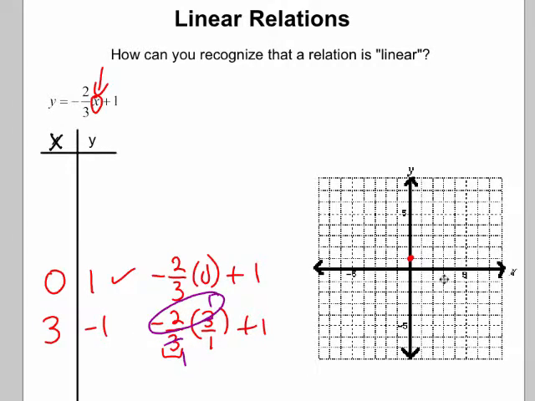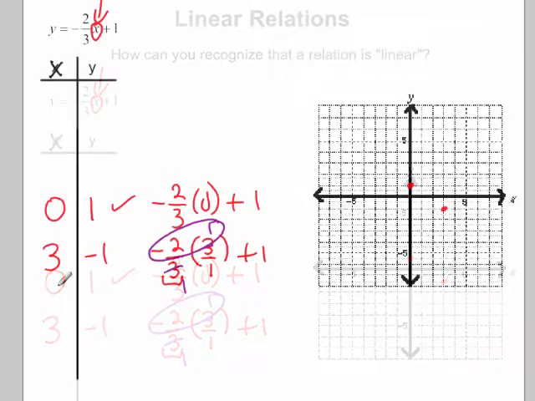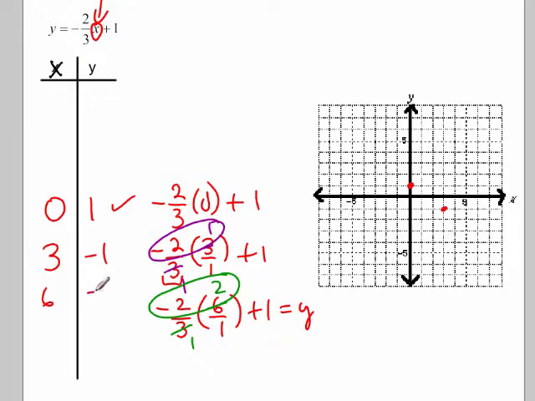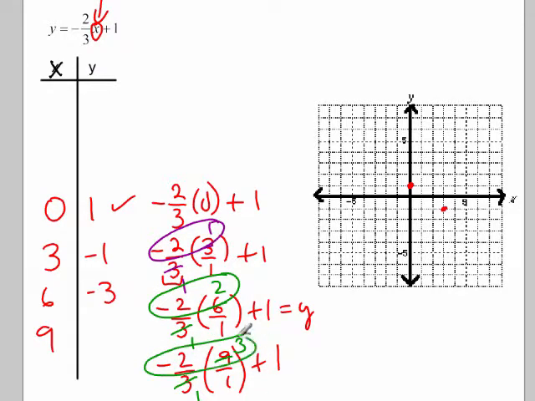And so I've got another point on my relation, which I can graph. I'm going to choose another value of x that's easy to multiply by negative 2/3. I'm going to choose 6 because that will cross reduce nicely. So x equals 6. If I cross reduce, negative 2 times 2 is negative 4, plus 1 is negative 3. Okay, and let's go one more time with 9. Negative 2/3 times 9. Again, choosing 9 because it's a multiple of 3, and cross-reducing will allow me to get more convenient numbers. Negative 2 times 3 is negative 6, plus 1 is negative 5.